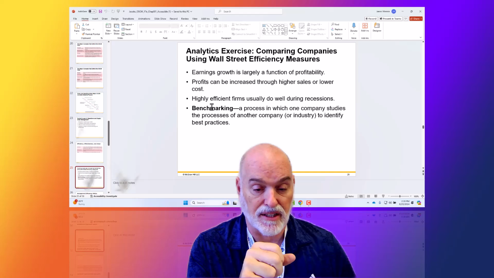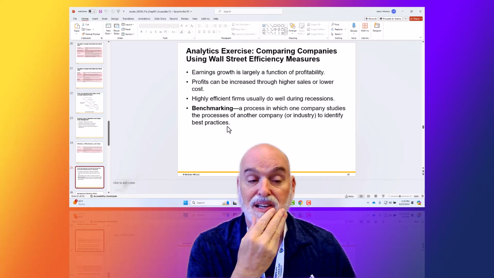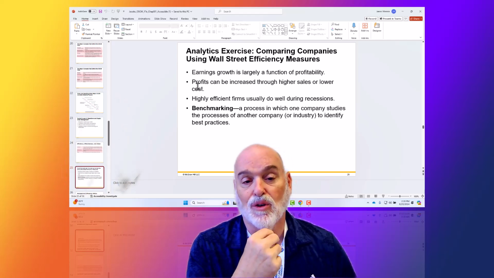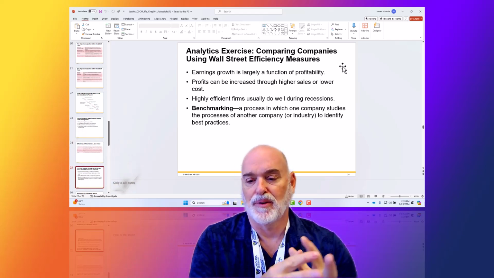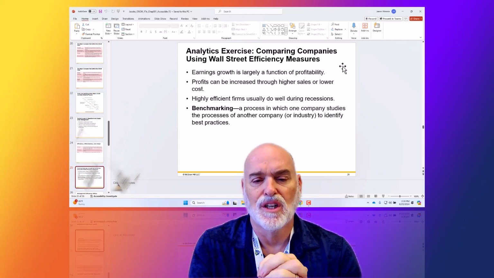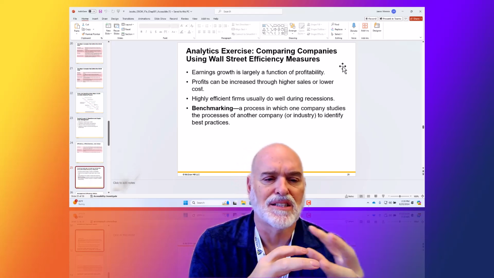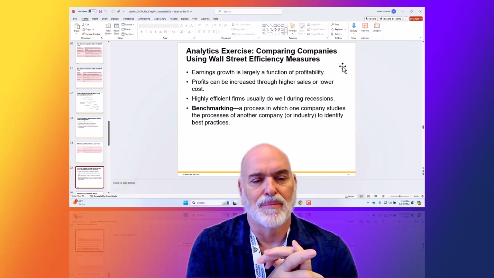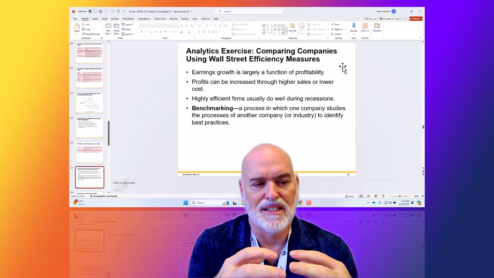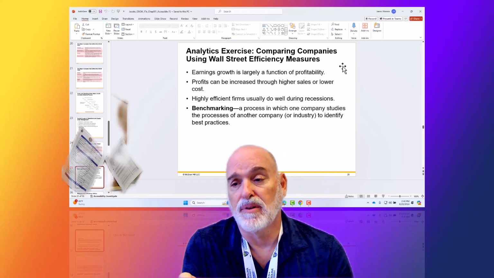Benchmarking: a process in which one company studies the processes of another company in order to identify best practices. We have this all the time, where companies are always taking a look at what other companies are doing. If Coke comes out with a new soft drink, Pepsi is not far behind. If McDonald's has a new chicken sandwich, Burger King is not far behind. It seems like anytime one company does something that's successful, another company follows it.